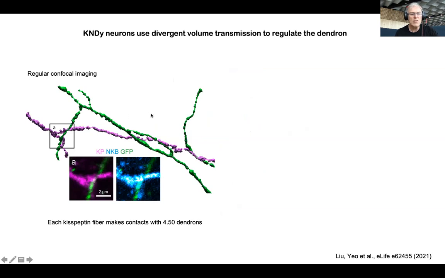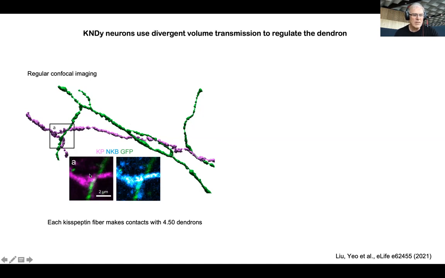And what Michel did was he wanted to look at what is the relationship of those kisspeptin neuron projections down into the dendron. And here he did staining for kisspeptin and neurokinin B. So here's a purple kisspeptin fiber here. And what he found was that each kisspeptin fiber wound its way through and around all those GnRH neuron dendrons. And he found that on average, each kisspeptin fiber impacted or made close associations with about 4 or 5 dendrons. So this generates what you would call a divergent mechanism of transmission, with one kisspeptin neuron influencing multiple GnRH neuron dendrons.